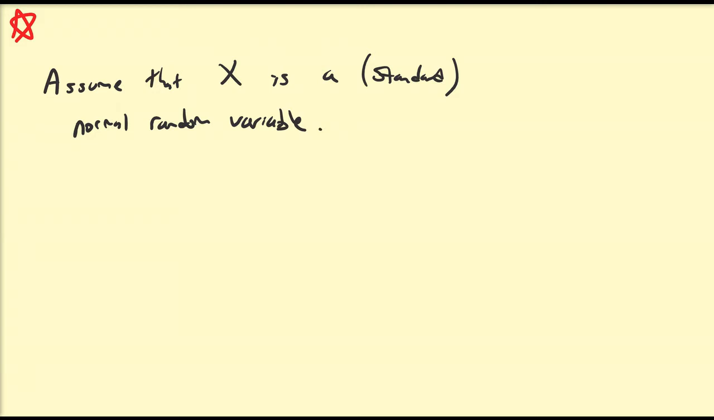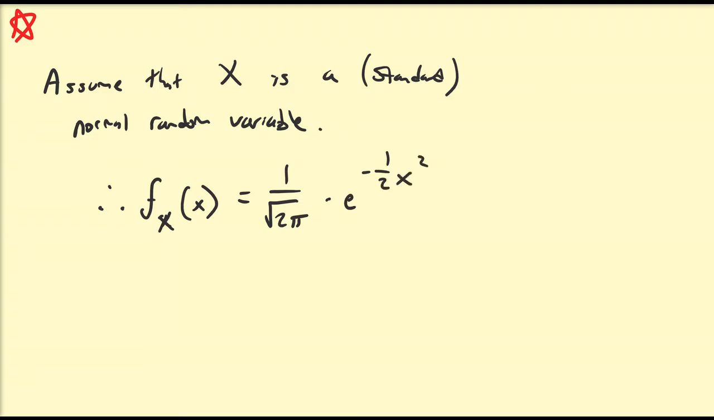We can assume that it's a standard normal random variable because normal random variables are just shifts and stretches of a standard normal, so the derivation would be the same for the more general case. If this is the case, then the probability density function for a random variable X at a particular point x is given by 1 divided by the square root of 2 pi times e to the minus 1/2 x squared. So we're going to derive the MGF for this particular random variable and also the characteristic function as well.